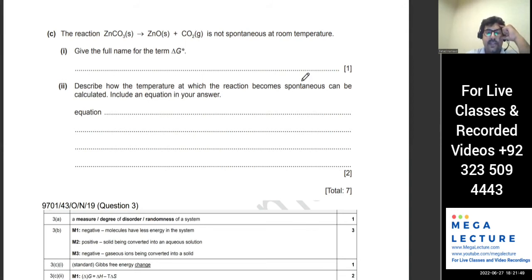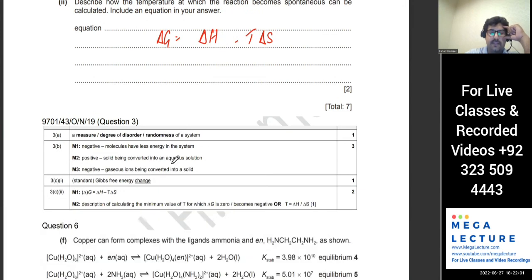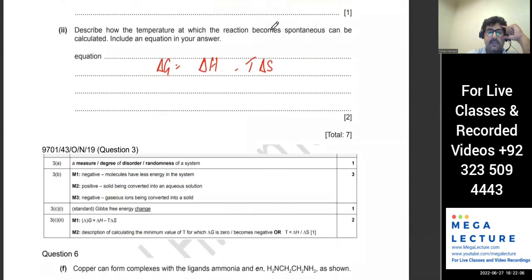Describe how the temperature at which the reaction becomes spontaneous can be calculated, including an equation. So it's just delta G equals delta H minus T delta S. I don't know what the explanation is apart from this. You just plug in the values. They're asking how you would use this. So you state that delta G would be less than 0 for the reaction to become spontaneous. That's the second mark.